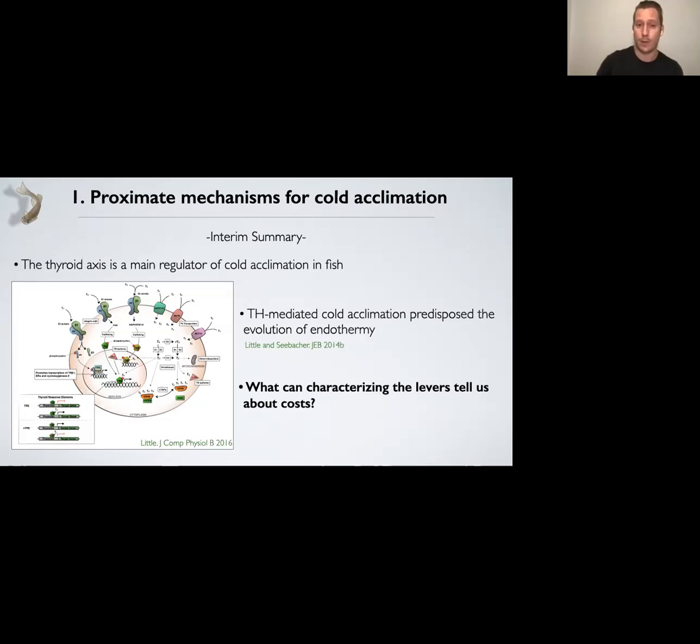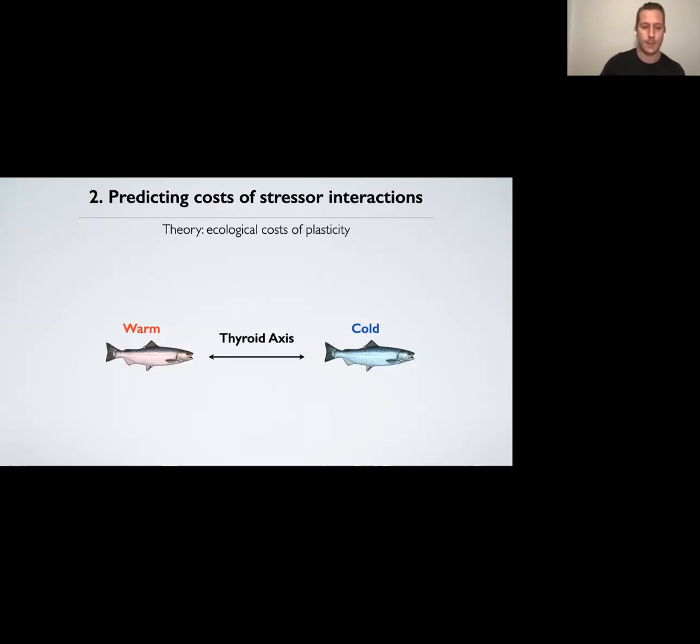So we've been able to identify at least one of these levers so far, but what can these levers tell us about costs of plasticity? So this is where I'm going to shift over to the next part of the talk. So how can we use an understanding of these molecular levers to start making informed predictions about the costs of plasticity? So for example, from the work that I just showed you, we know that the thyroid axis is an important regulator of cold acclimation in fish.